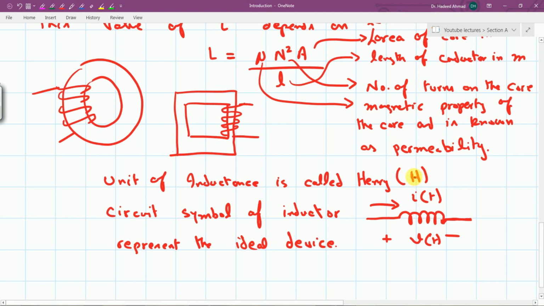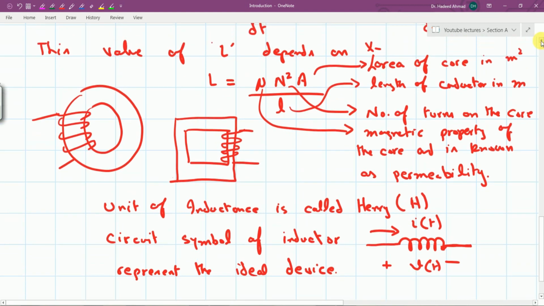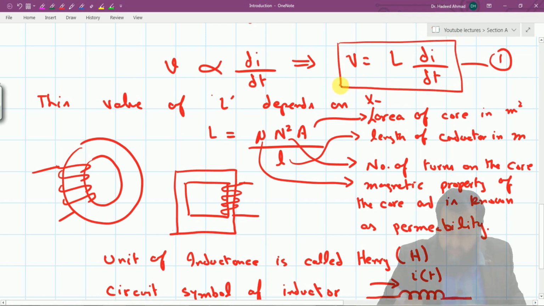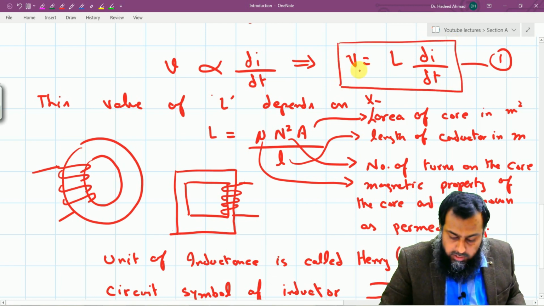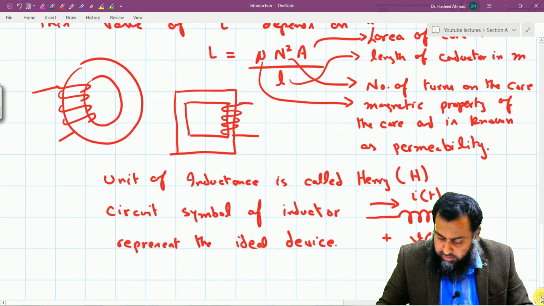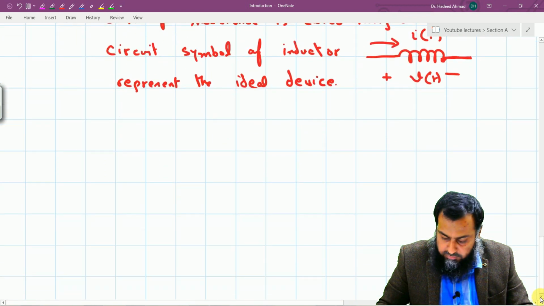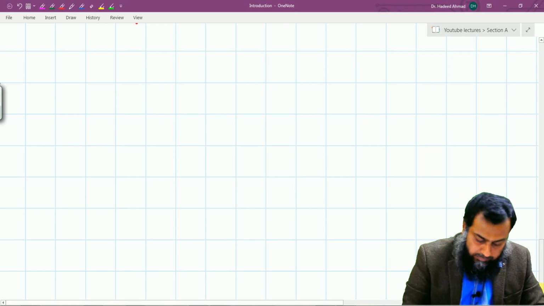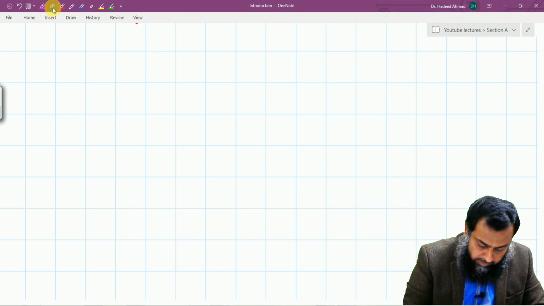So now that we know we have developed this equation number 1, let us analyze in detail the relationship between the voltage and the current in an inductor. Remember that this equation, which seems like a very small equation, contains a lot of information within. So let me write this particular equation.